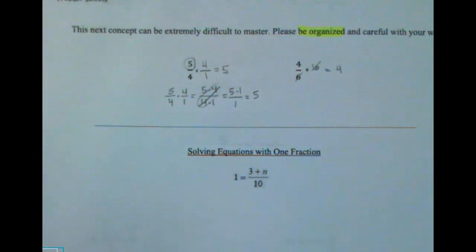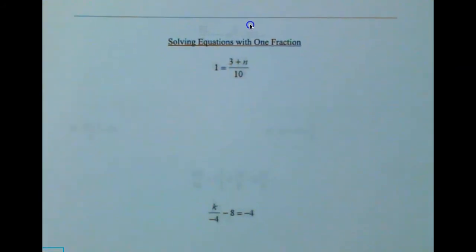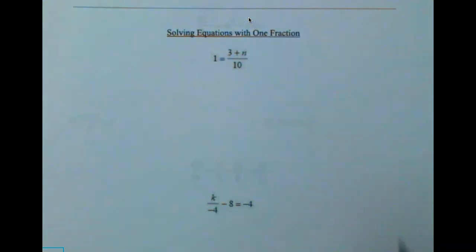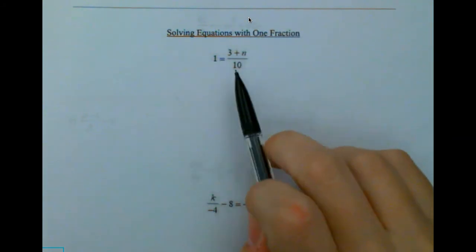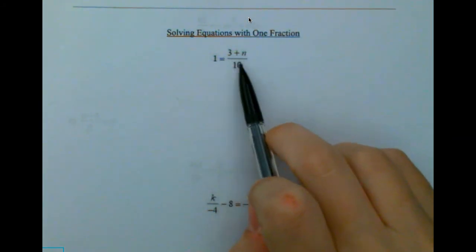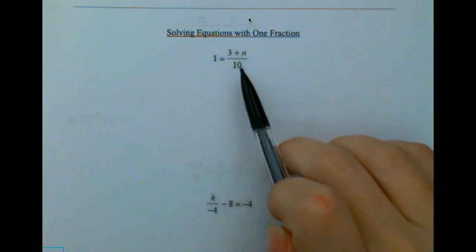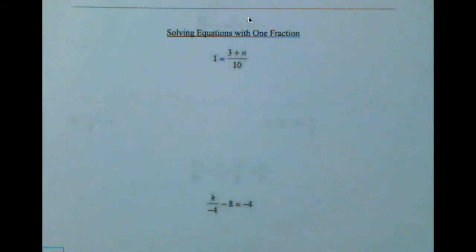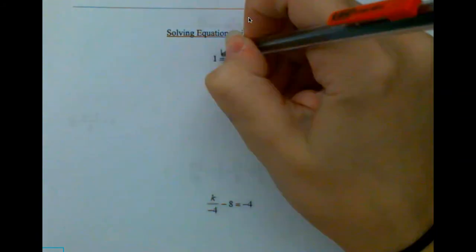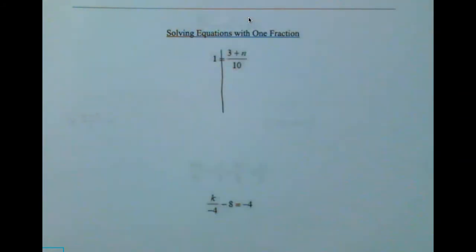So the first type of problem I want to look at is an equation that just has one fraction, okay? If I look at this equation right here, anything that has a denominator like this 10, that's considered a fraction, right? So this is an equation that has one fraction. If I want to get rid of this, I'm going to draw my line like I always do. That's always our first step. For every equation we ever solve, draw your line, split that left side and that right side.